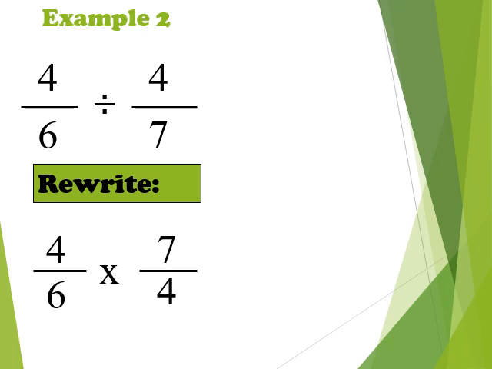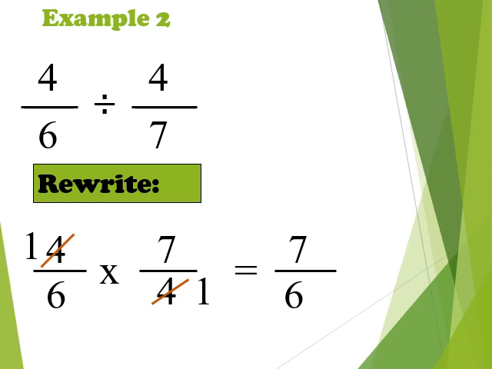Step number 4, multiply. But before we multiply the fractions, we can simplify them by using the greatest common factor. So I will simplify by dividing by 4. 4 divided by 4 is equal to 1, and 4 divided by 4 is equal to 1. So I will multiply the fractions. 1 times 7 is equal to 7. 6 times 1 is equal to 6.